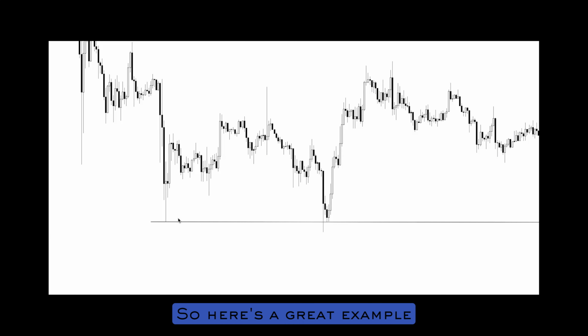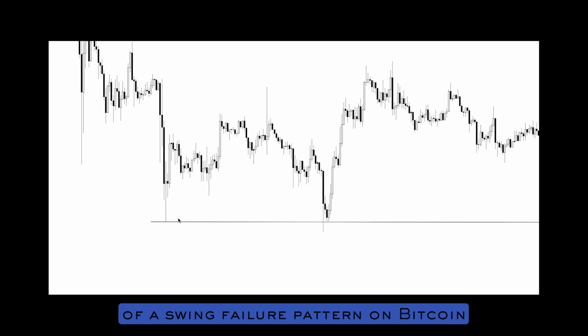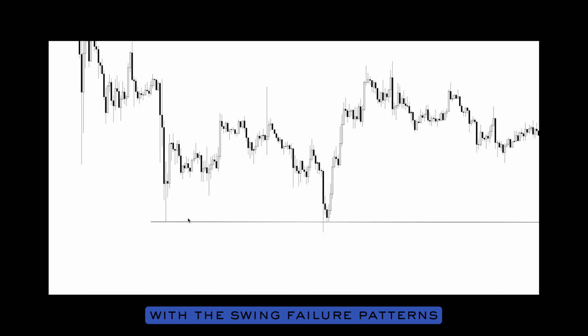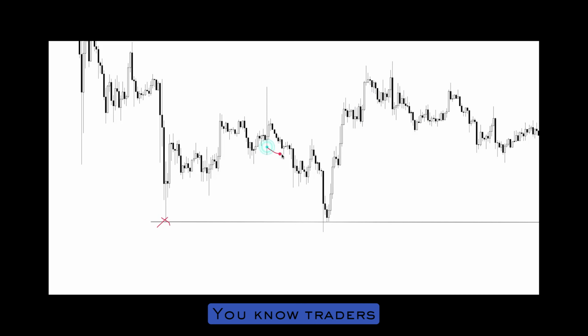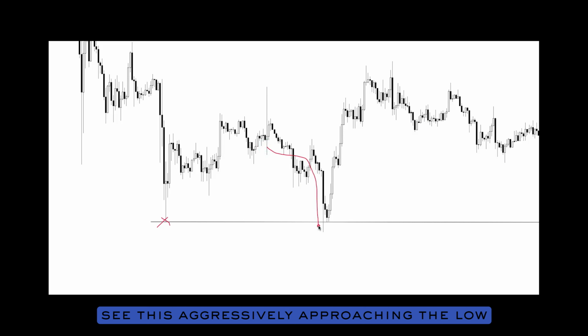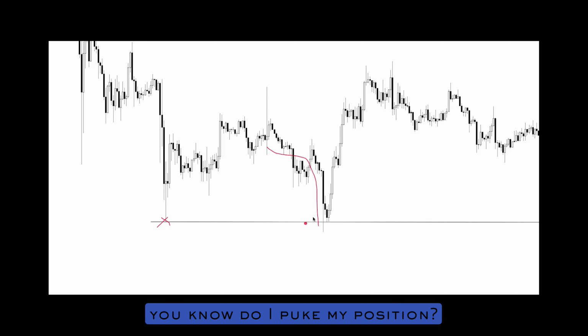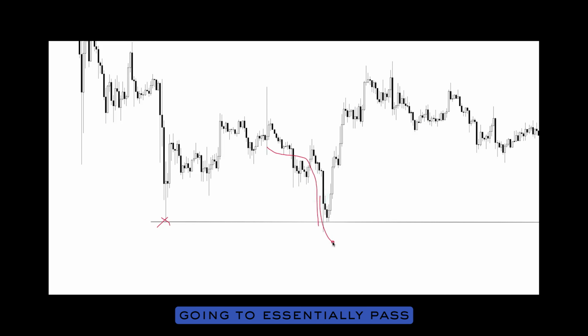So here's a great example of a swing failure pattern on Bitcoin. You'll notice that there's something in common with these swing failure patterns. The areas where they occur typically represent areas where, if traders are long and we're approaching a low, they represent these oh crap areas. So here's the low in market structure. Traders see this aggressively approaching the low, and it's that oh crap moment of, do I puke my position? Do I let go of my long? Because the market is just going to essentially pass right through this low.